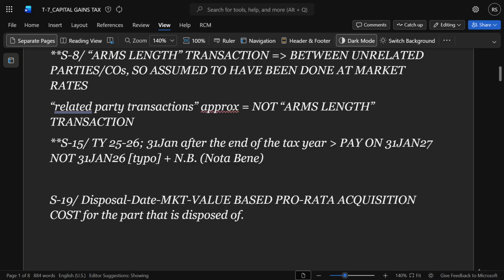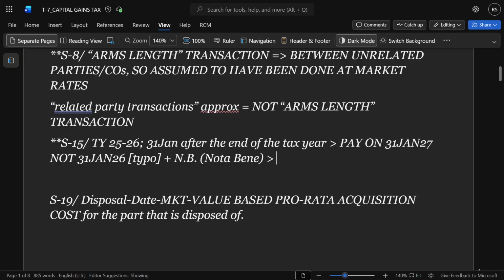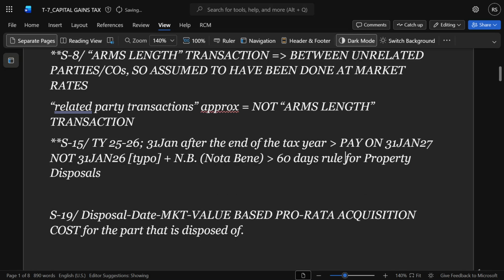So NB, what am I saying? I'm warning you on slide 15, the property rules: 60 days for property sales, property disposals. Okay, the 60 days rule for property disposal.